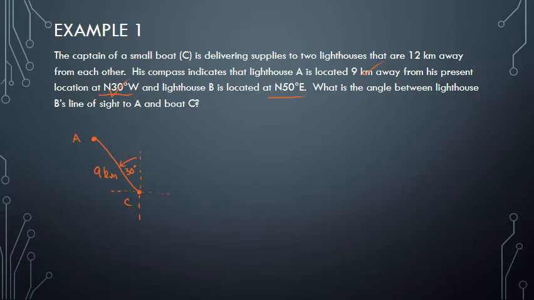Then it tells you that lighthouse B is located north 50 degrees east. So I'm going to go east 50 degrees from the north line. Okay, so that's B. And then obviously I can connect those. So I've got that. What else do I have? Well, it tells me that the lighthouses are 12 kilometers away from each other.